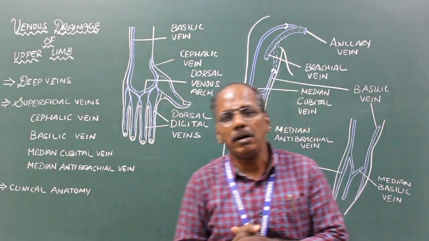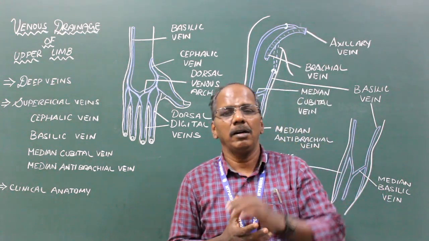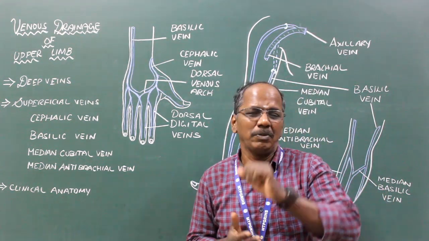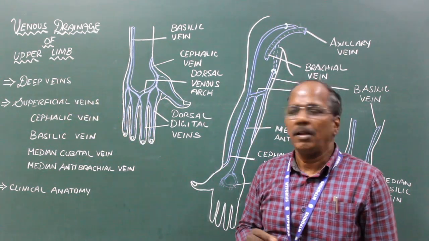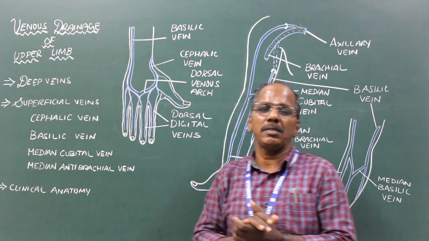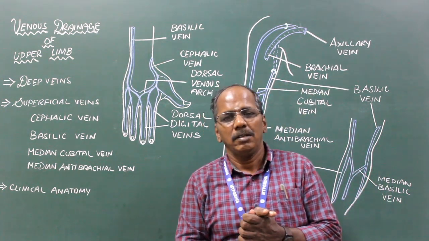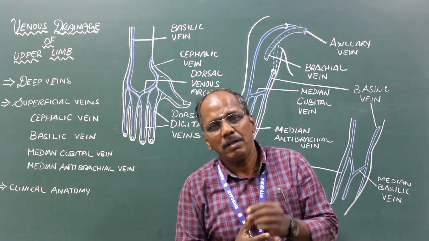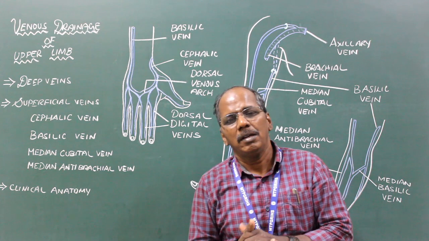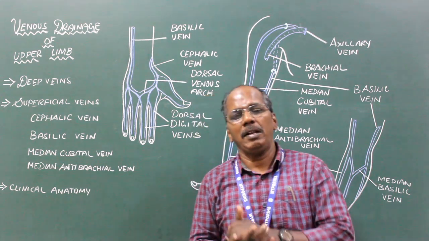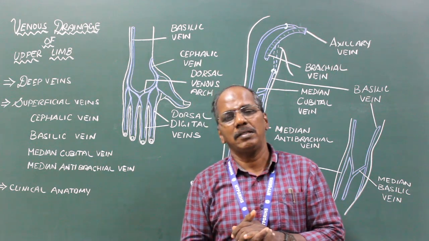Venous drainage of upper limb. The veins of the upper limb are divided into two groups. Number one, deep veins. Number two, superficial veins. Deep veins are present deep to the muscles and accompany the corresponding arteries and are known as venae comitantes.